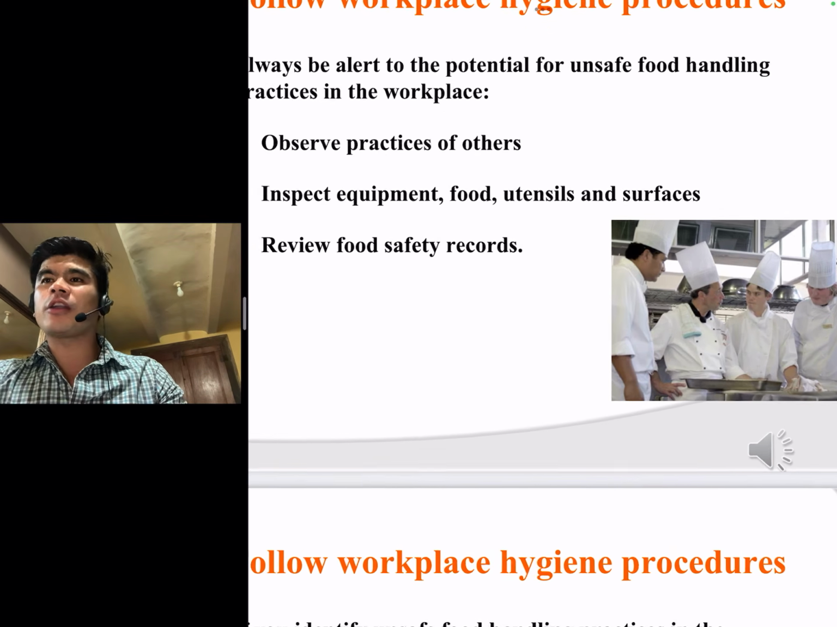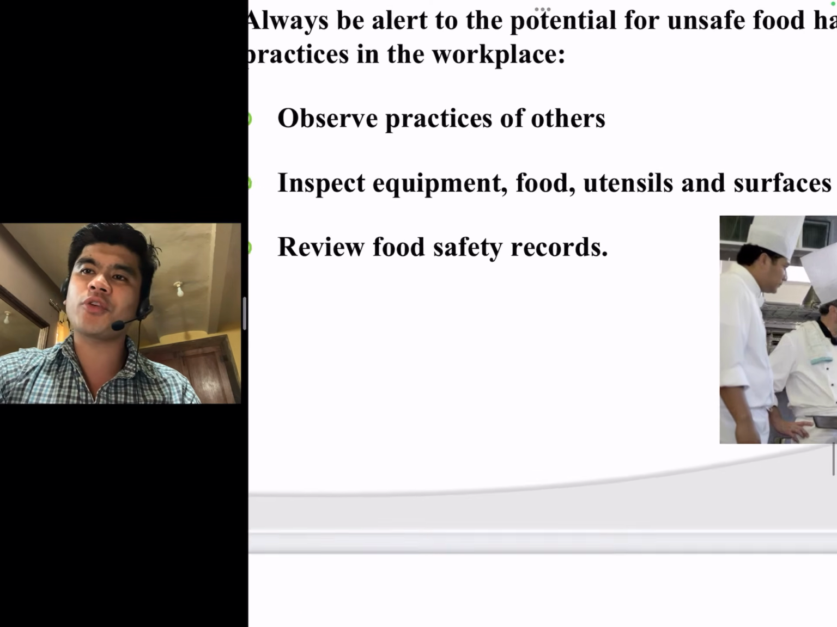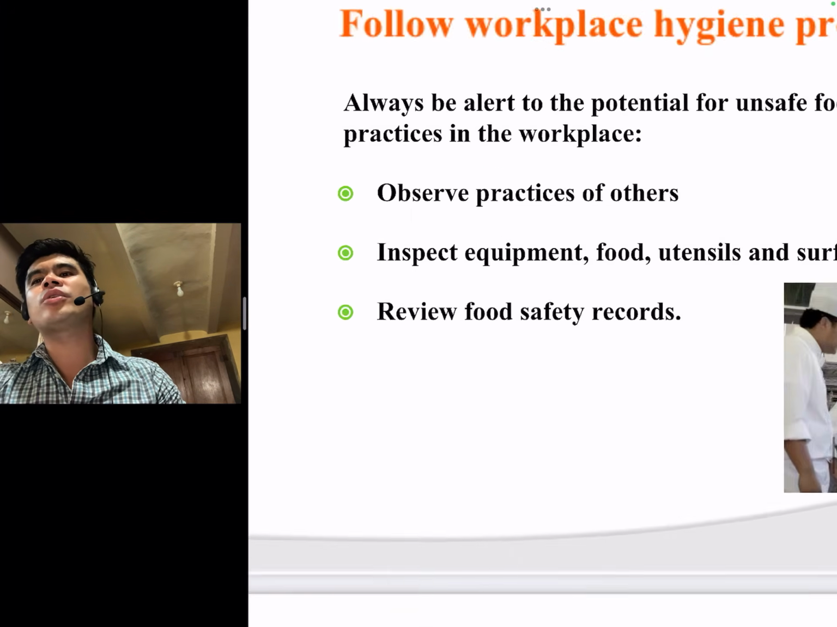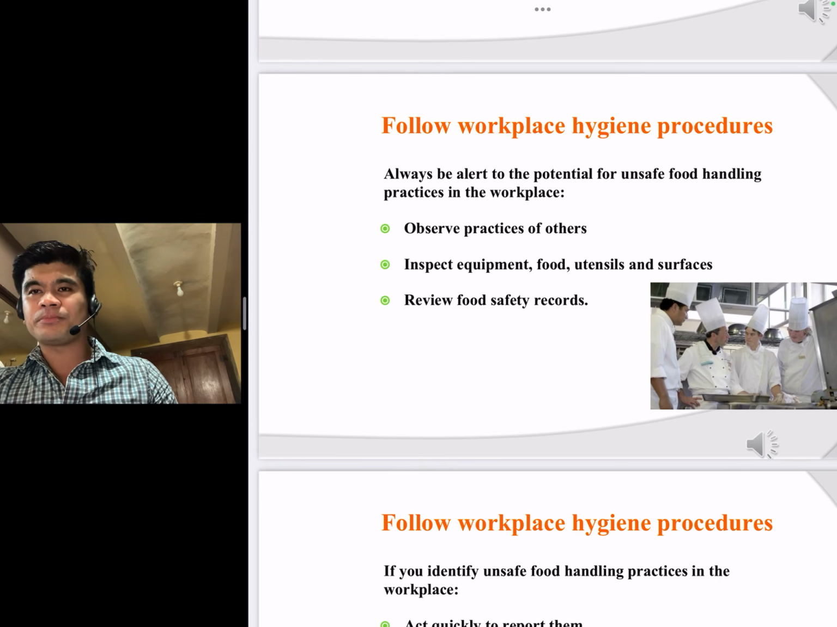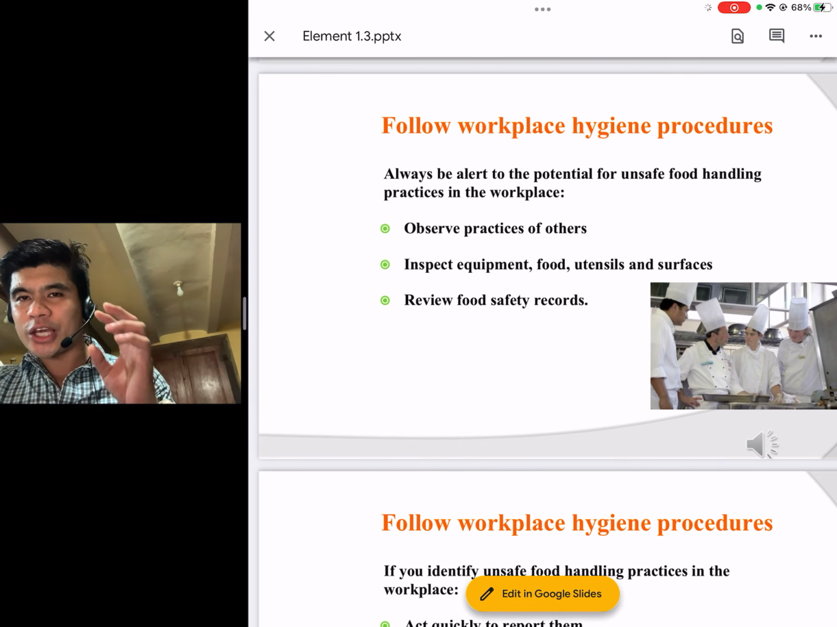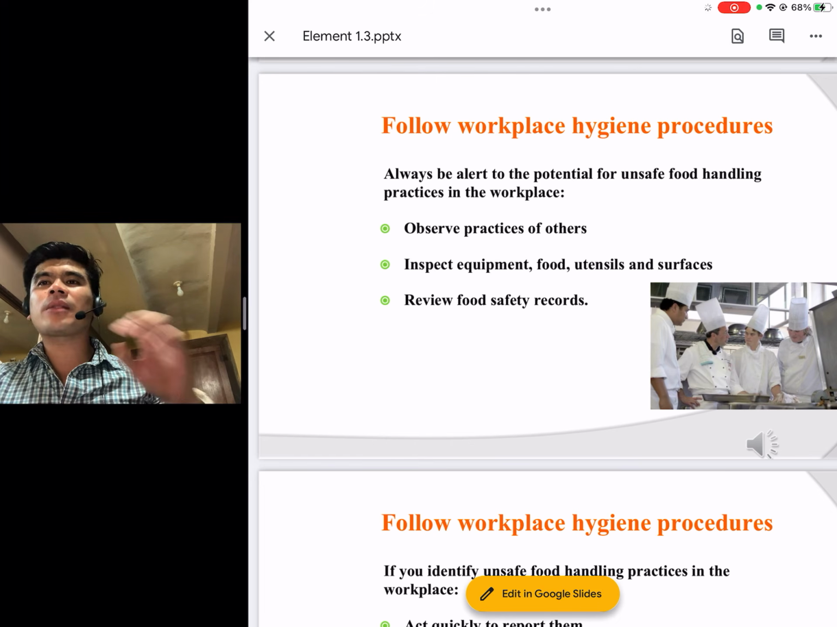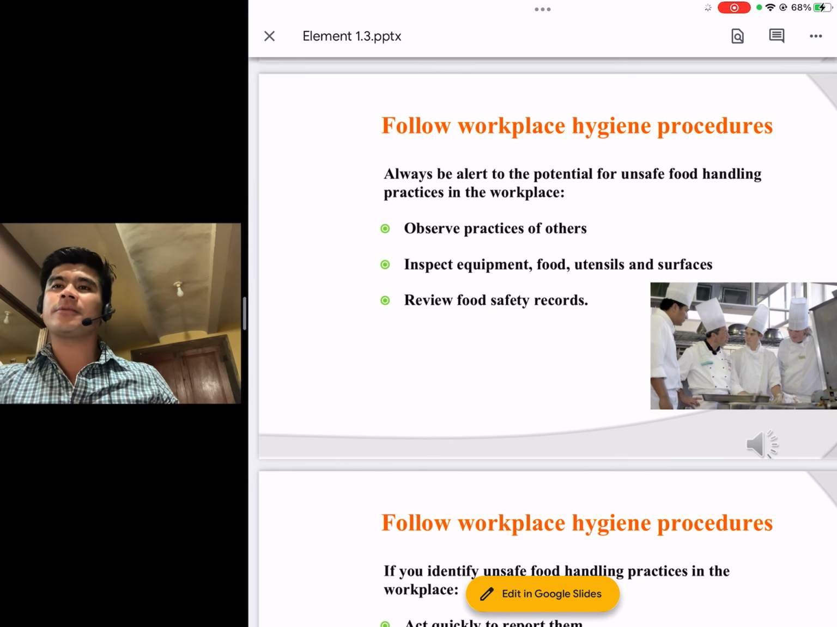Inspect equipment, other food utensils and surfaces. Review food safety records. Safety records are very important. That is where we put the proper temperature. If we have any issues with the food, then we write it down. In that way, that problem will not happen again.